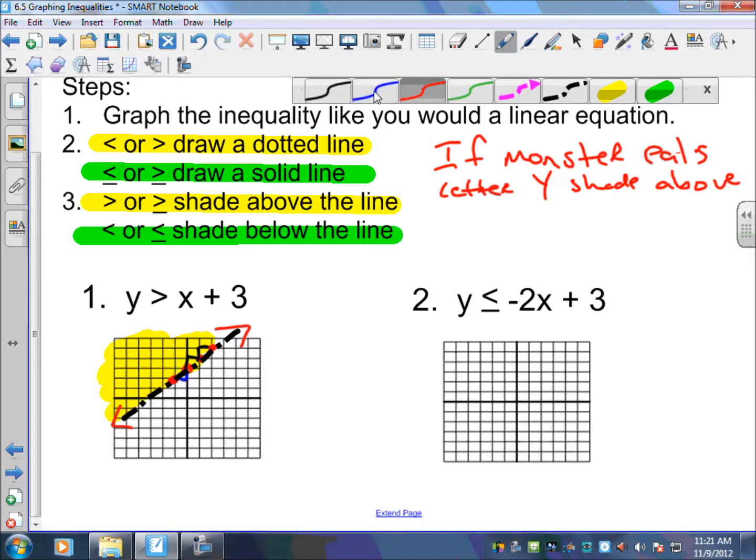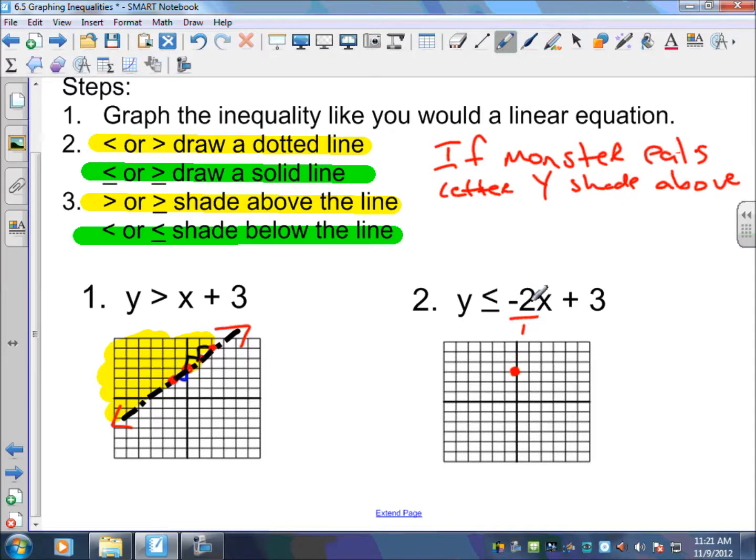Okay, let's look at the second one. What is my y-intercept? Positive 3. 1, 2, 3. Put a dot there. My slope is negative 2 over 1. Negative 2 means I go down 2, over 1 to the right, because that's a positive 1. Again, I do it again. Down 2, over 1 to the right.